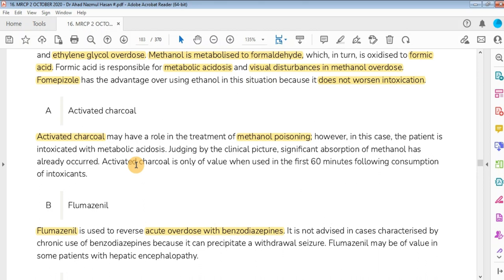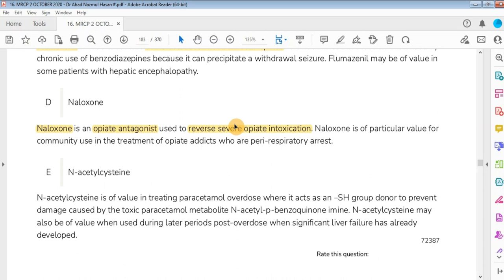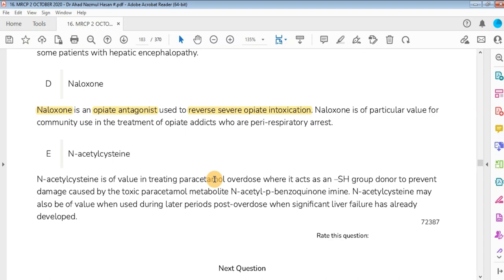Activated charcoal may have a role, but this is not the specific management. Flumazenil is for the benzodiazepine overdose. Naloxone is the opioid antagonist, for the management of opioid toxicity. And acetylcysteine is for the staggered paracetamol overdose.